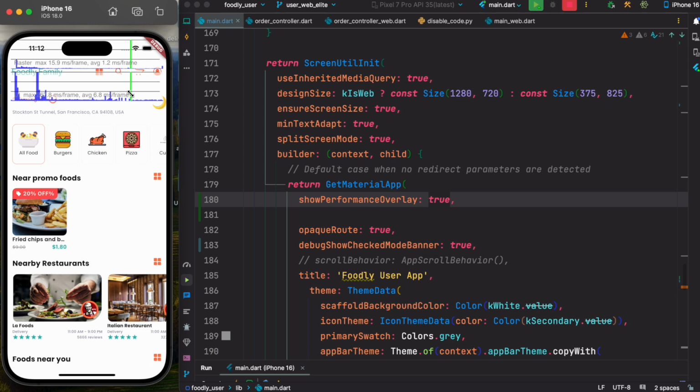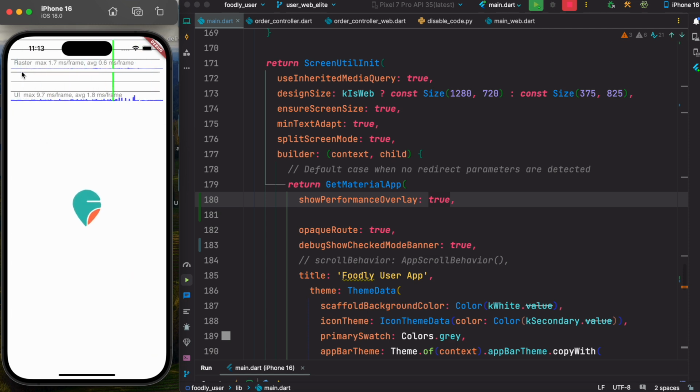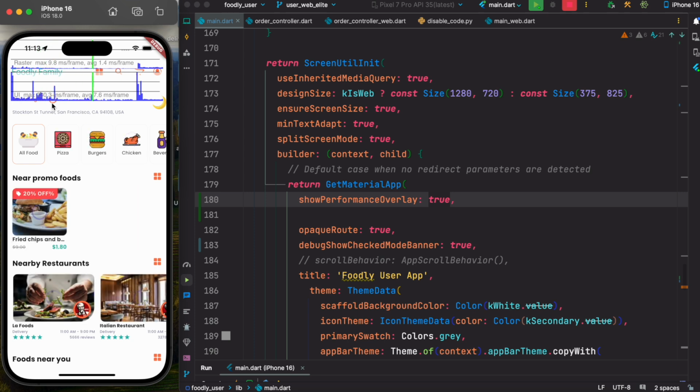Speaking of that, we're going to go back to this raster max. Let's take a look at it again, because it's blocked by this blue line. I'm going to restart it so that we understand it clearly. Okay, all right, cool. So what is raster max? Before that, we're going to talk about UI max again a little bit, because UI max means when the widget tree is being built, how long it takes for a frame's widget tree to be built, and not only that, the highest time taken per frame, and the average time.